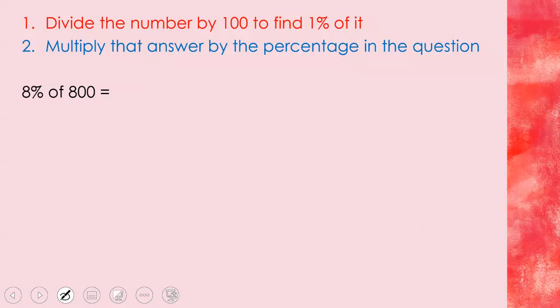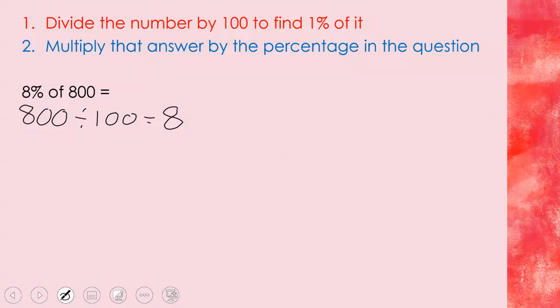Okay, welcome back. Let's go through it together as a class, shall we? 8% of 800. Let me put it through my step-by-step guide. I firstly want to find what 1% of 800 is. To do that, I divide it by 100. 800 divided by 100 is equal to 8.